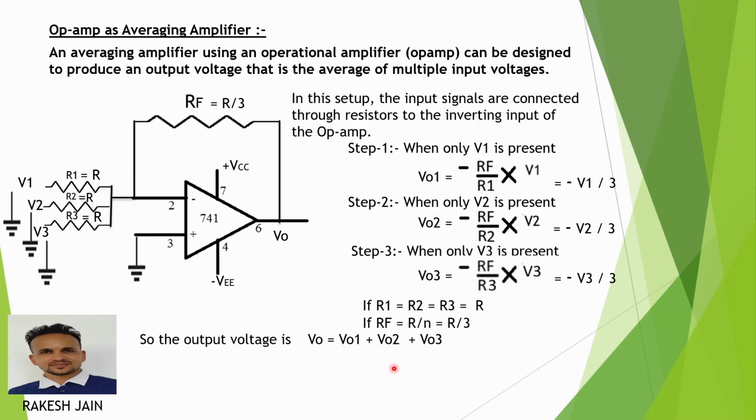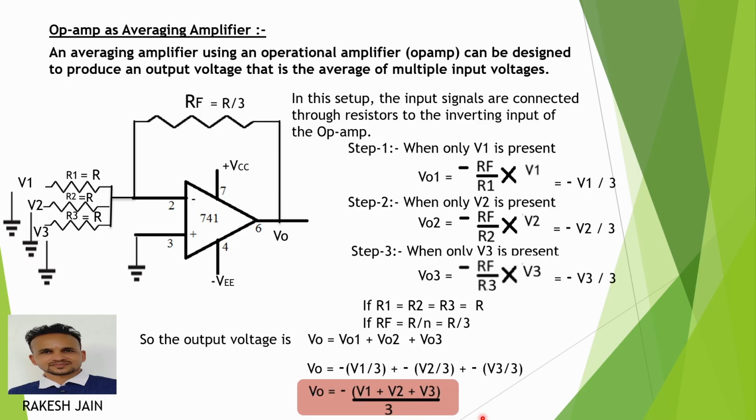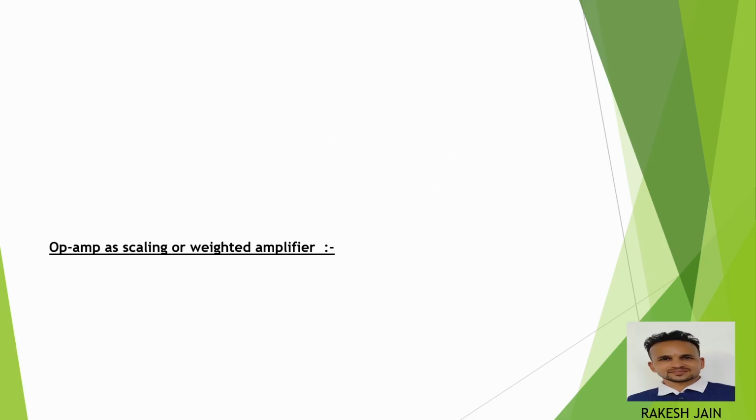So the final output is the sum of all these three voltages. If I put minus as common, then it is equal to minus the average of these three input voltages, V1 plus V2 plus V3 by 3, and this negative sign shows that we use the inverting configuration because the inputs are applied at the inverting input pin. So this one is my final formula for the operational amplifier as an average amplifier.